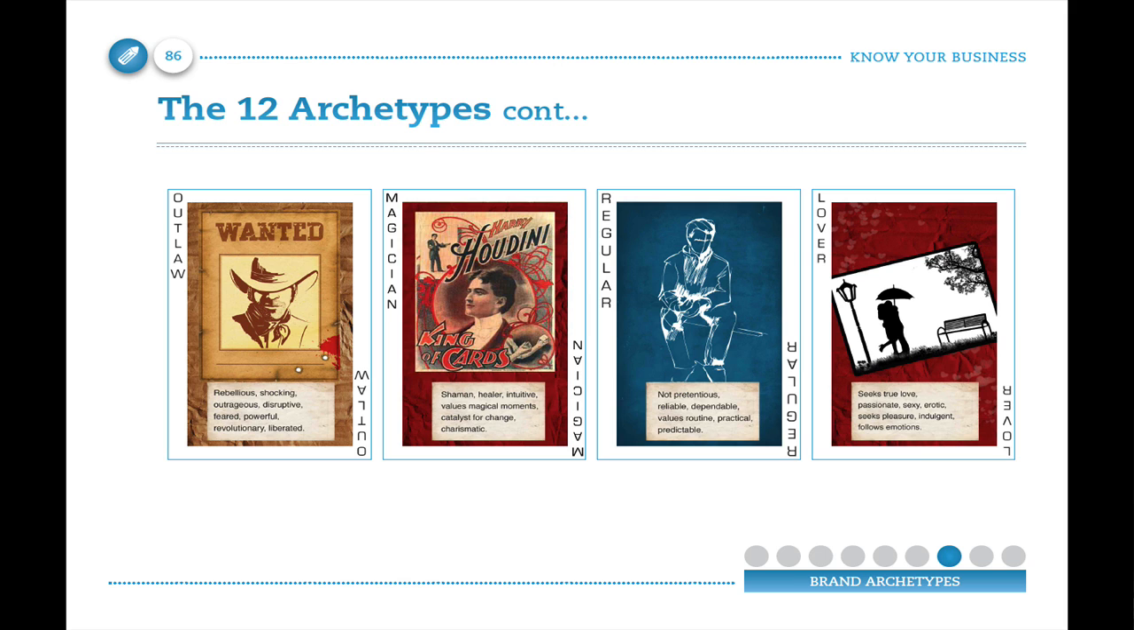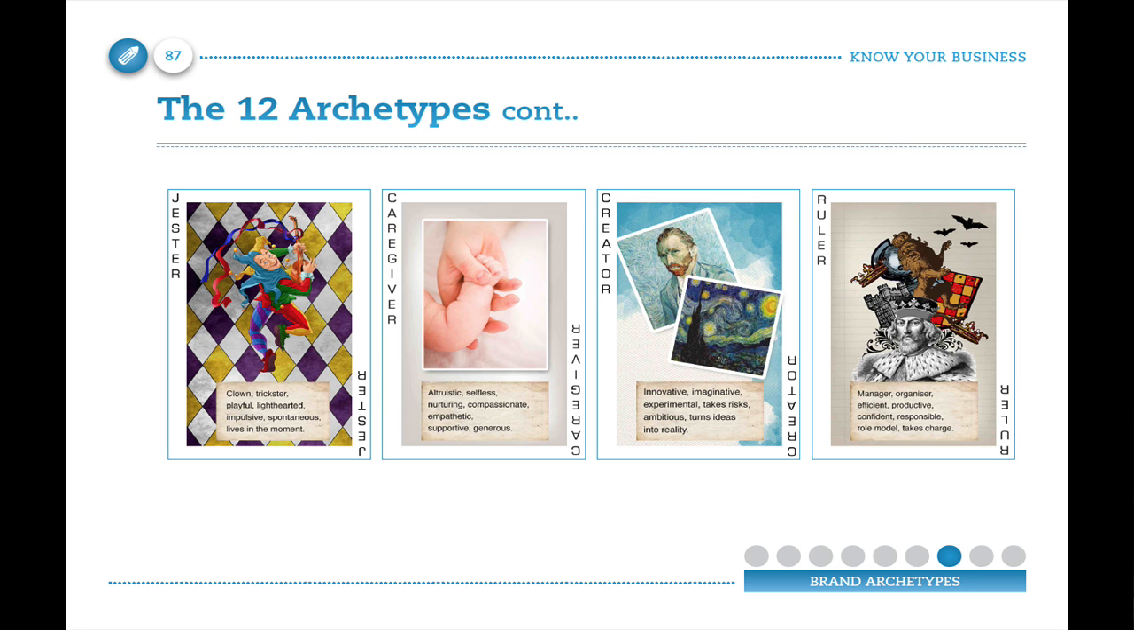The magician, so wonderful moments of transition. When you open a bottle of Coke and summer pops out the top, that's the wonderful magician archetype brought to life. The regular guy, so it's accessible, it's real, it's approachable. Coon Cheese, VB Beer, very accessible, regular guy archetypes. And then the lover, which is passionate, indulgent, sexy. A lot of the sports cars, Ferrari, Porsche, Louis Vuitton, all those brands tap into the lover archetype.